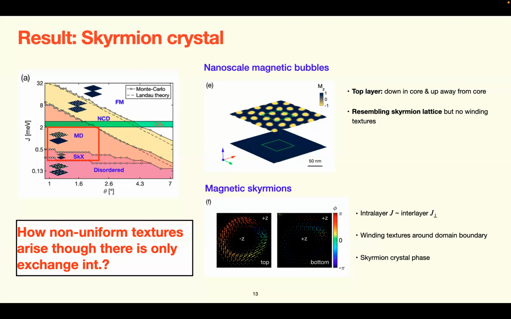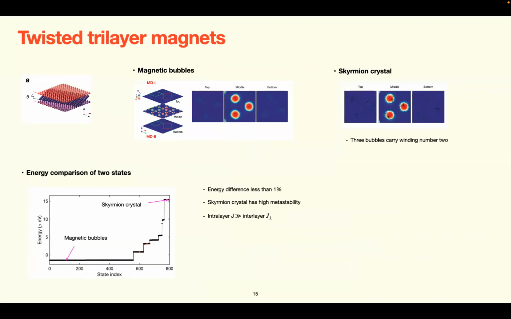So, more questions, then I will move to the next part. Before that, I'd like to mention that we also studied the trilayer case. Here we also found some magnetic domains. When we started this project, I decided to measure magnetic energy as well, to see whether this state is really the ground state or a metastable state. So anyway, we also found this magnetic skyrmion in twisted trilayer, and the magnetic energy of this state is only 1% higher than the ground state one. So I can say that the skyrmion crystal in this case has a very high metastability.